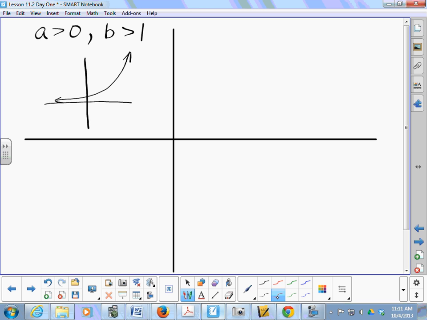A is positive, B is between 0 and 1. If B is between 0 and 1, that means we have decay, right? Which means that this graph is going to go down as it goes to the right. But it's all going to be positive, because if A is positive, my numbers are positive. If A is negative, my numbers are negative.